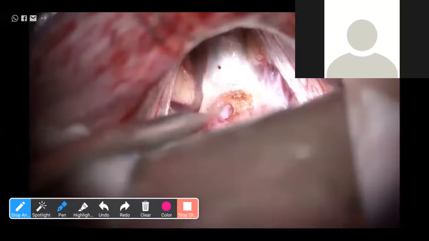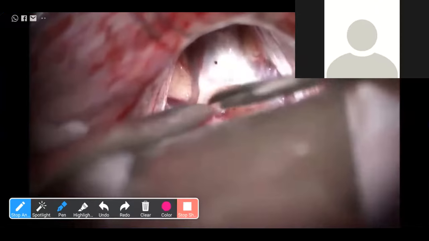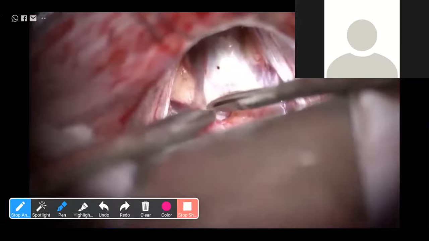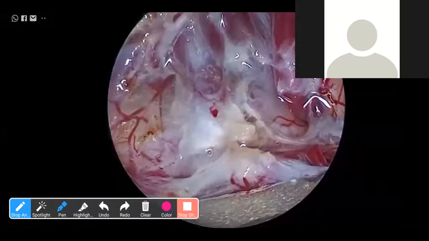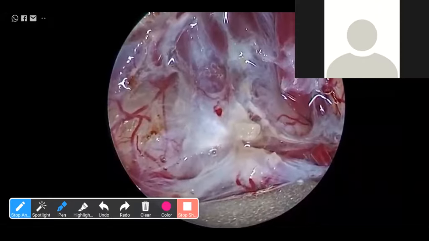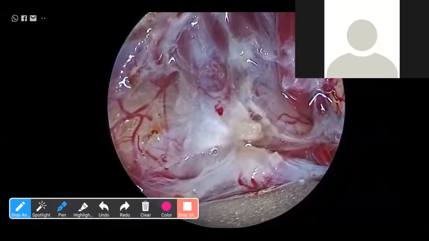Okay, so here we are. We're dissecting that arachnoid above the veins. Now I've taken the endoscope. You can see the venous complex there and the arachnoid over the veins.